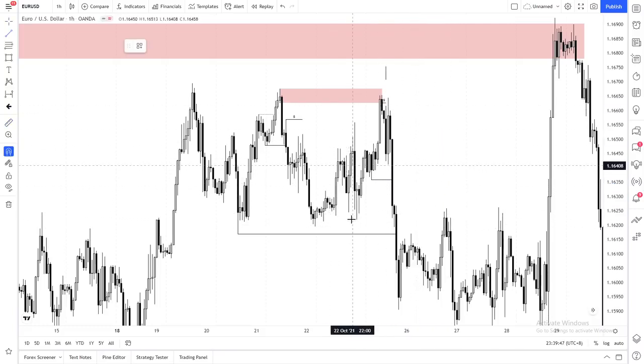Why? Because can you see that we took this liquidity? Boom, took the liquidity. Boom, break the structure. That's feeding into this bullish OB. Okay, that's our first take profit. Maybe you take 50% of your position off here and another 50%.